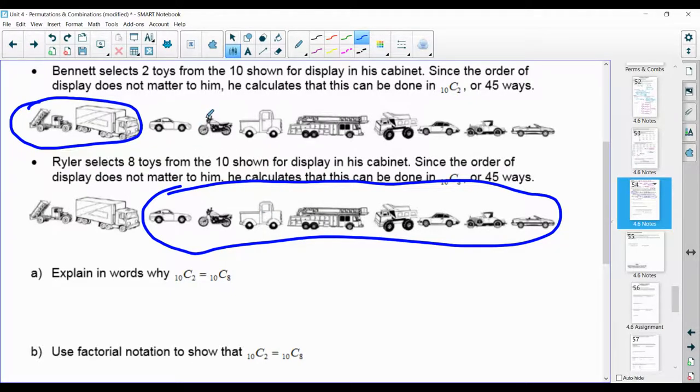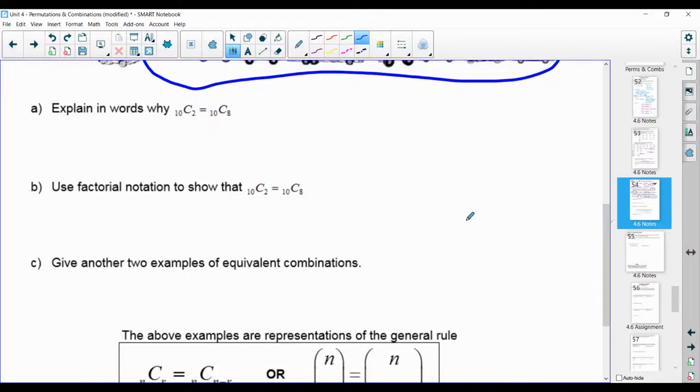So I can choose to leave 8 in the same amount of ways I can choose to take 2. I can choose to leave 2 in the same way I can choose to take 8. Now we can show this mathematically as well.